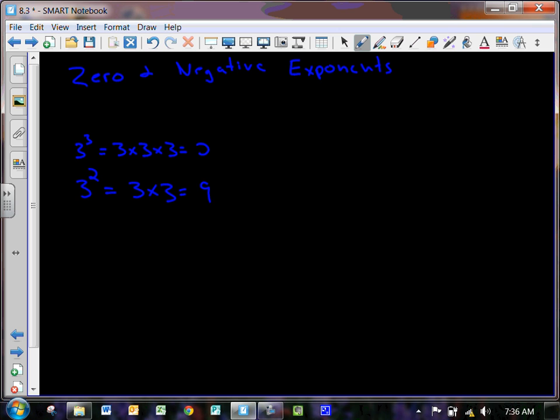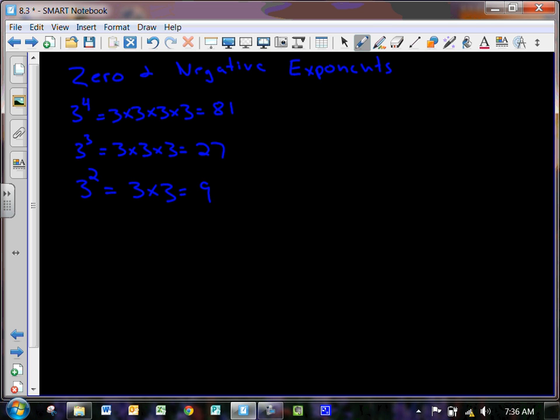Today we're going to look at negative and zero exponents. The first thing I want to look at is we're going to start out by doing a little building process and looking at what is 3 to the second power. 3 to the second power, as everybody knows, is 3 times 3, which is 9. 3 to the third is 3 times 3 times 3, which is 27. And 3 to the fourth is 3 times 3 times 3 times 3, which is 81.